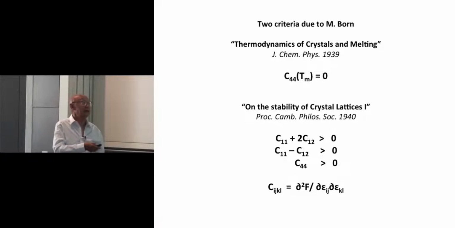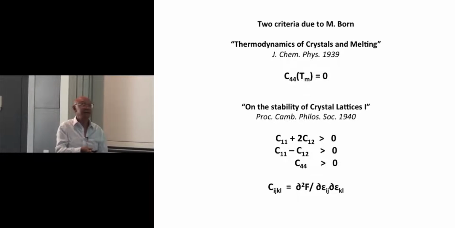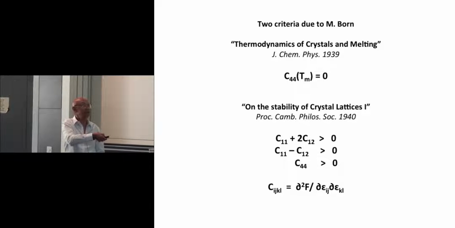So you can see how he arrives at the melting criterion simply by thinking about this last criterion. Incidentally, these elastic constants are really 4th rank tensors. It's a second derivative of the free energy with respect to certain strain tensors, which are 2nd rank tensors.